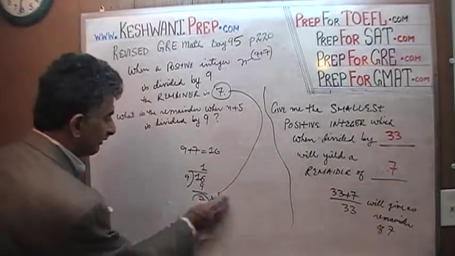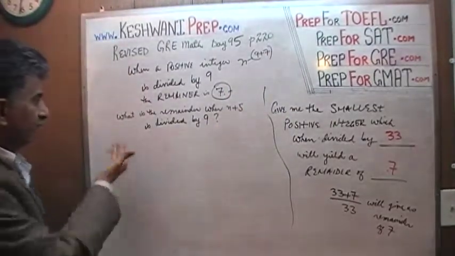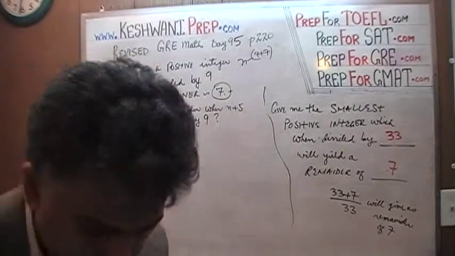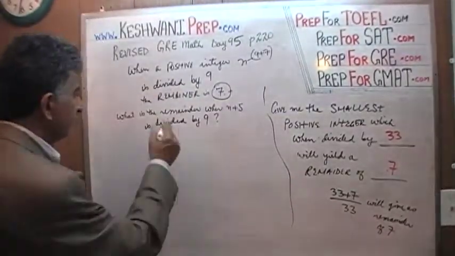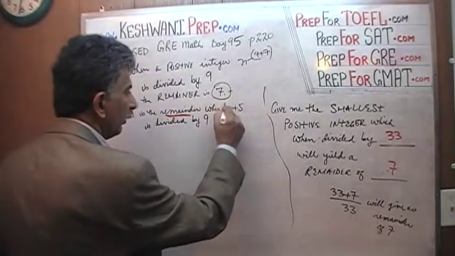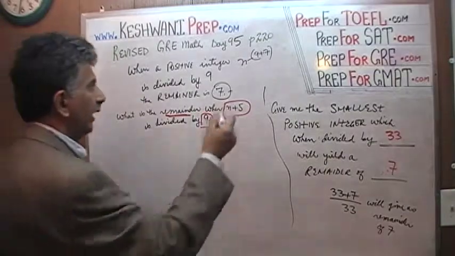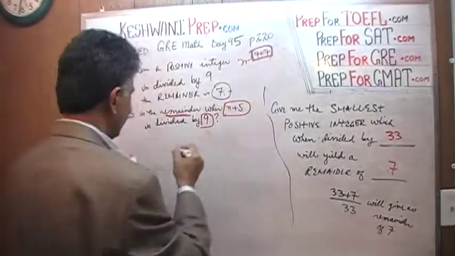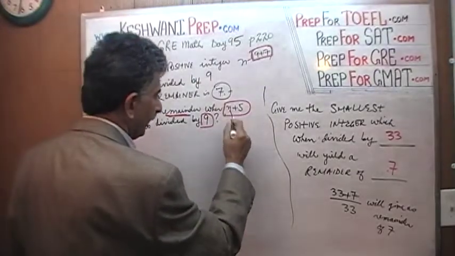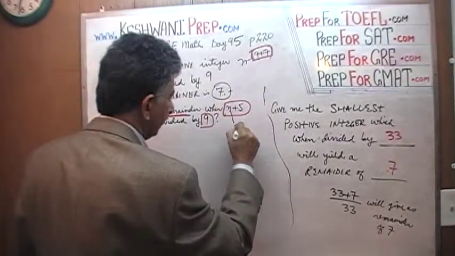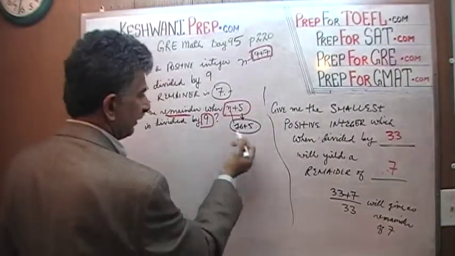Now we can use the same value of n and answer the question that is being asked. The question that is being asked is, what is the remainder when n plus 5 is divided by 9? Well, let's find out. Our n is 9 plus 7, which is 16, plus a 5. So this is this quantity right here. 16 plus 5 is 21.